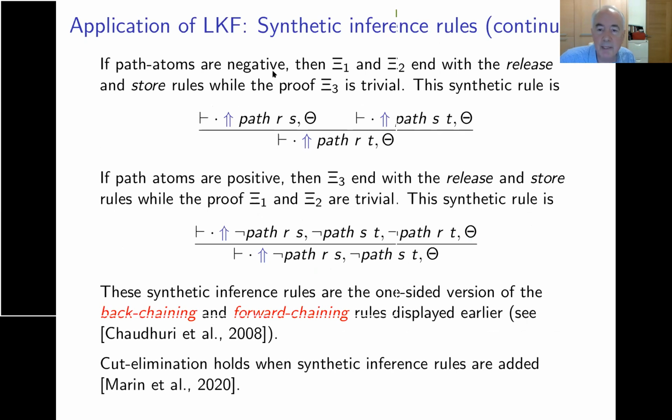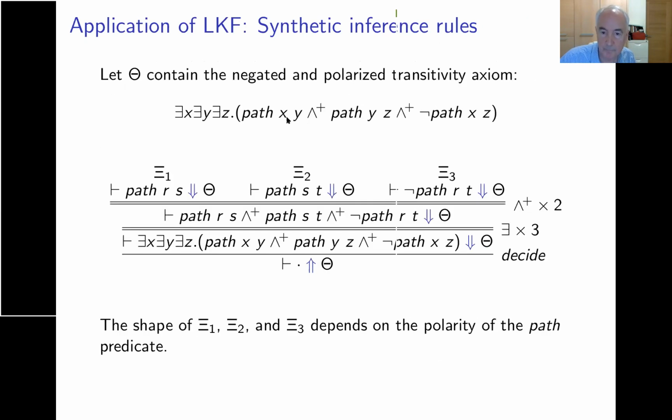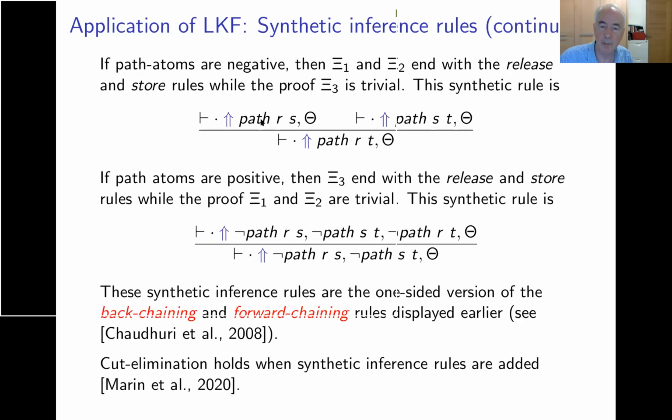If all the atoms are negative, let's go back, then this is positive. So its complement must have been in RT, path RT must already be present at the very root. And this is negative, hence I do a release and store, and a release and store. So I get this rule. I get a branch here where that's been stored, and I get a branch here where that's been stored. And this is usually called backchaining in the literature. These observations were known back in 2008 by Chaudhuri, Pfenning and their colleague.